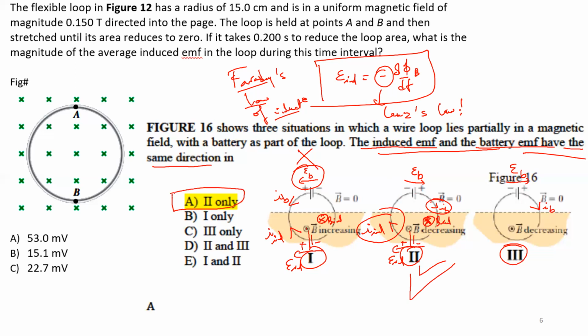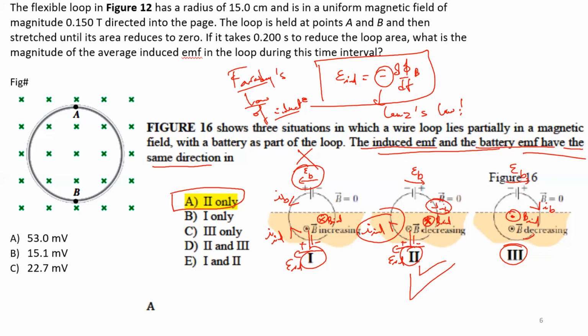Now let's check the last one. B is out, of course, in the lower part of my circle here, and it's decreasing. So what should be the direction of my B induced? Of course, B induced is also out. Now with B induced out, what's the direction of the induced current?